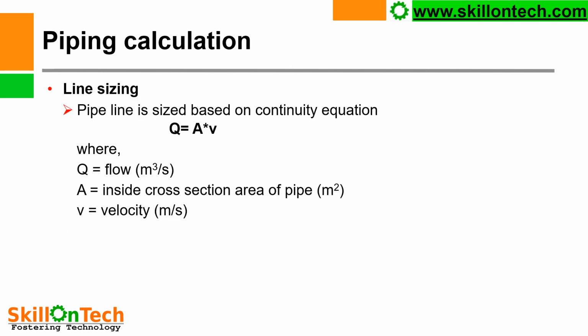So how to do piping calculation? We have to calculate the line size or pipe size. Pipeline is sized based on the continuity equation Q = A × V, where Q is flow in meter cube per second, A is the inside cross-sectional area of pipe in meter square, and V is velocity in meter per second. So with this formula we can calculate the pipe size.